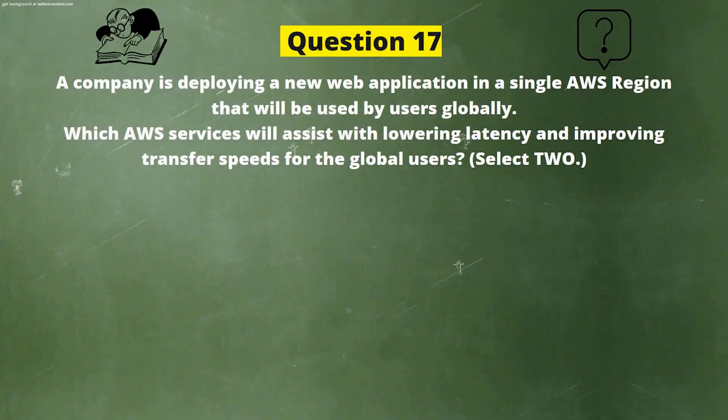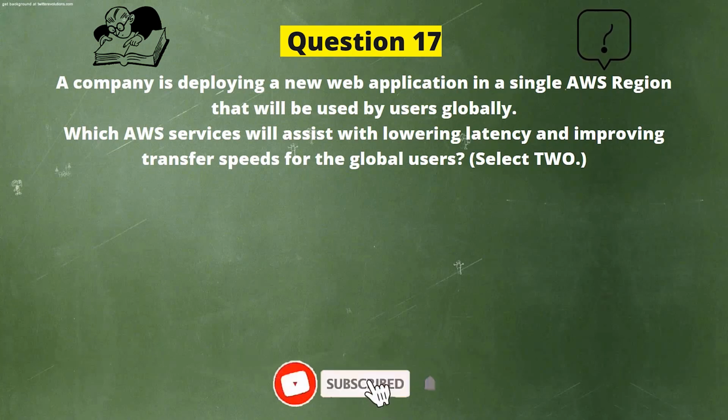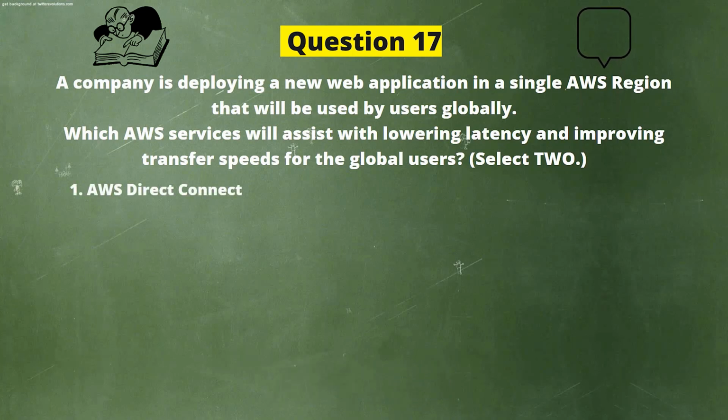Next question. A company is deploying a new web application in a single AWS region that will be used by users globally. Which AWS services will assist with lowering latency and improving transfer speeds for the global users? Select 2. And the options are: Option 1. AWS Direct Connect.